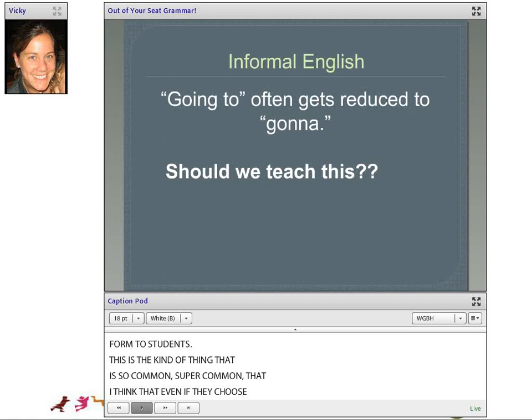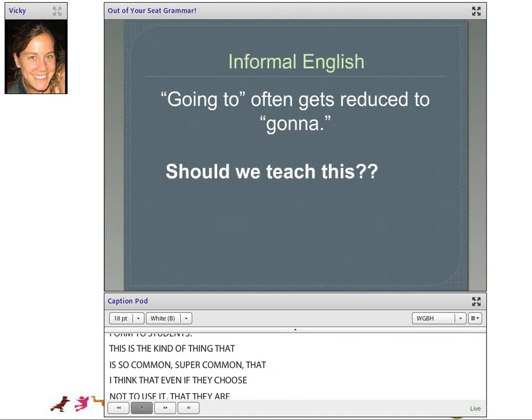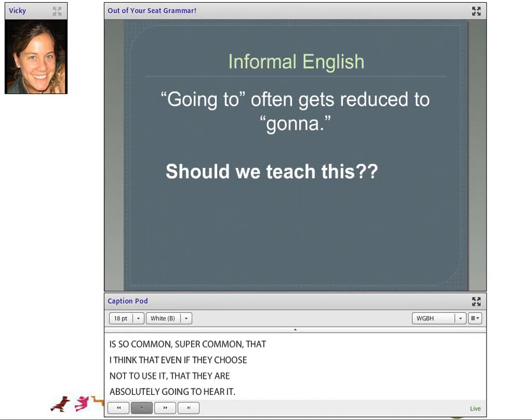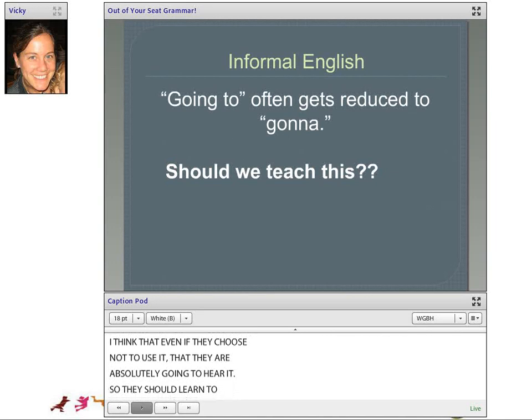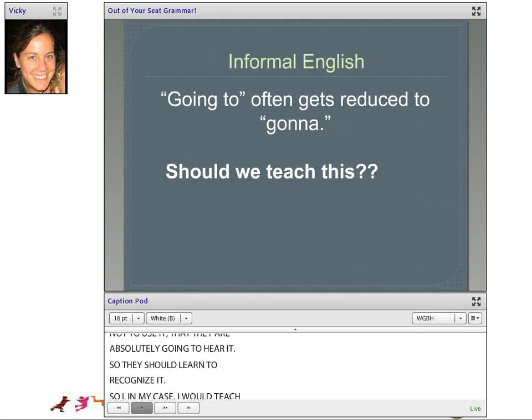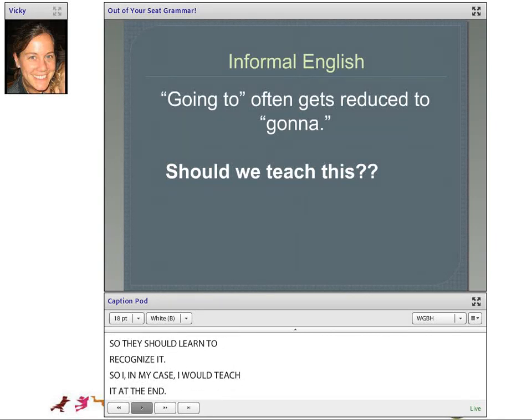And so they should learn to recognize it. So in my case, in my opinion, I would teach it at the end. I would introduce them to it and have them make the choice if they're going to use it or not. But at least let them know, with something so common as this, know how to recognize it.